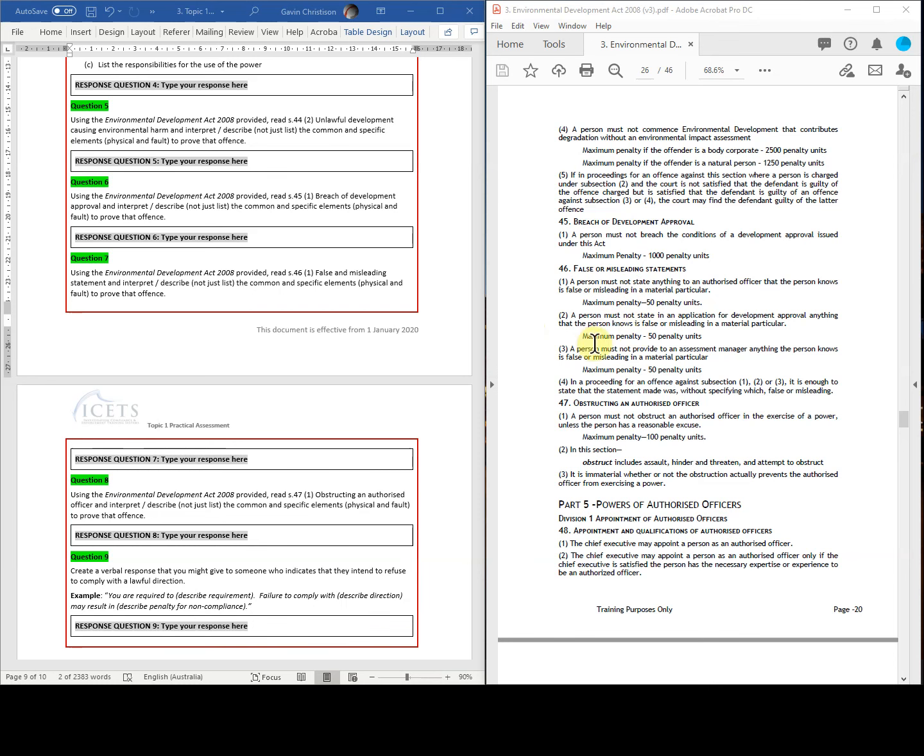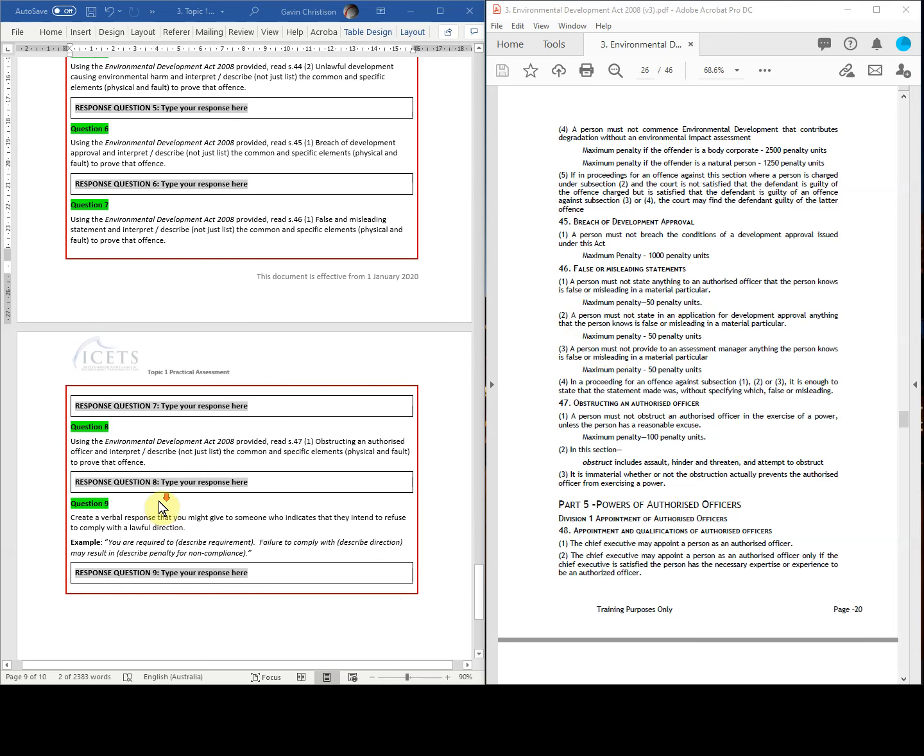And there's also one fault element in section 46. There's a fault element that we need to identify. Important to understand the term material particular. If you don't understand the term material particular, do some research. There's information available about that legal term, material particular.